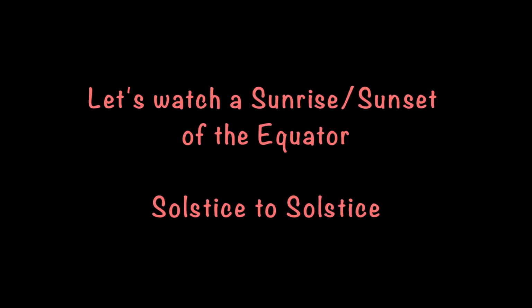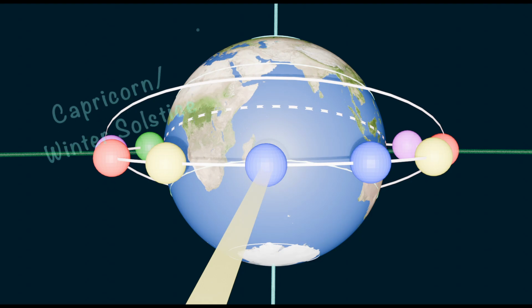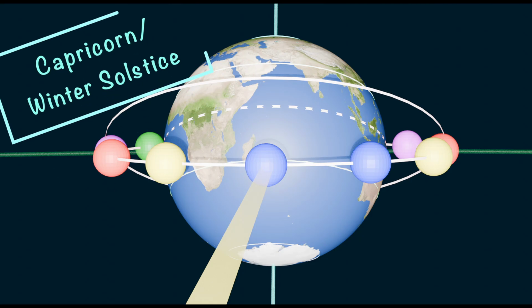Okay, now let's watch a sunrise sunset of the equator, where instead of going from equinox to equinox, we're going from solstice to solstice. So this time we start at winter solstice when the sun is in Capricorn.